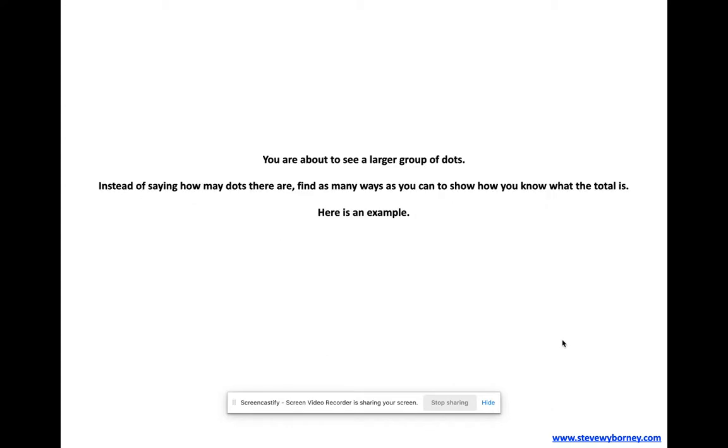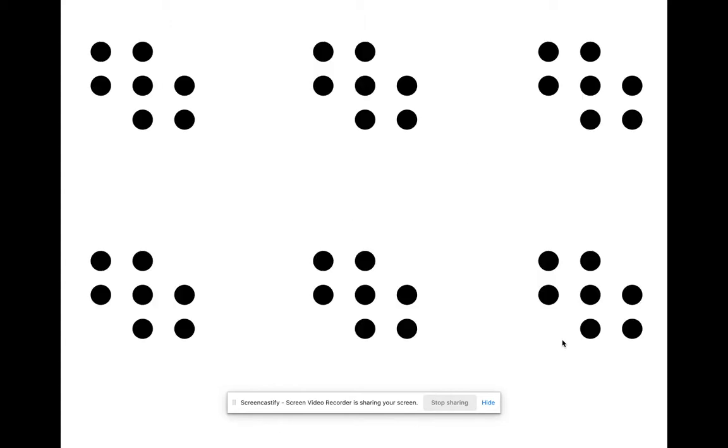Okay, now you're going to see a larger group of dots. And instead of saying how many dots there are, find as many ways as you can to show how you know what the total is. Here's an example.